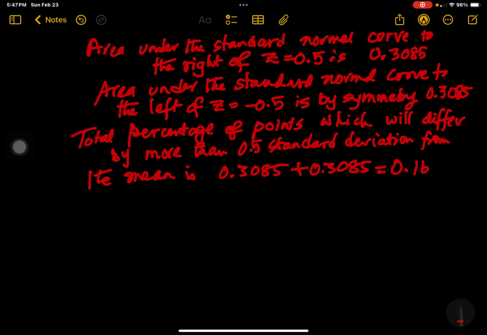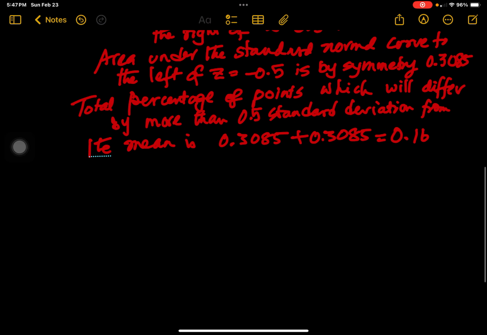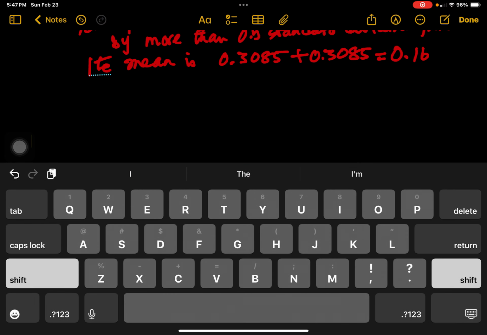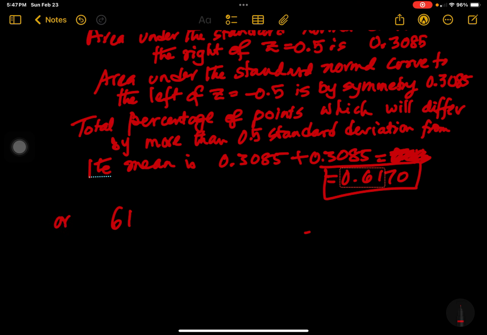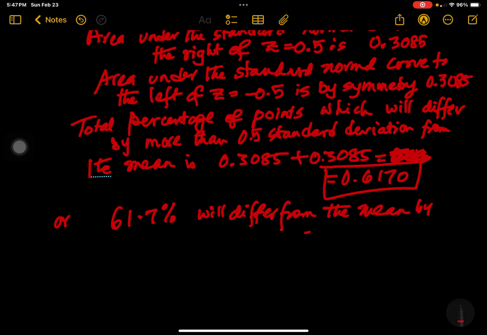0.617. Sorry, I wrote it wrong, so I got to correct it. Let me erase this, it is equal to 0.6170, or 61.7% will differ from the mean by more than 0.5 standard deviation.